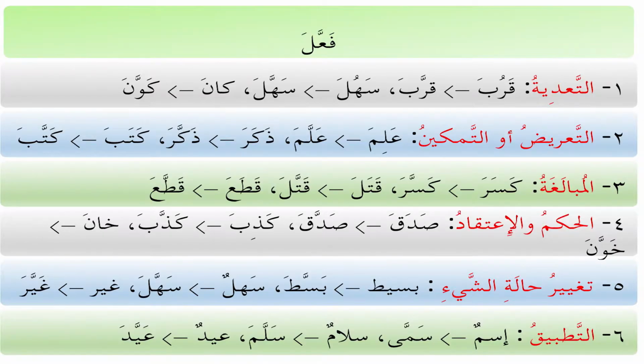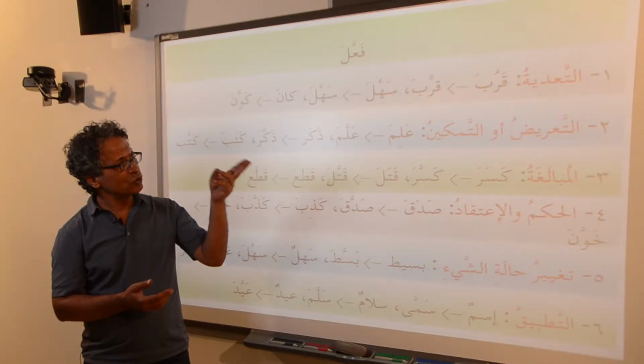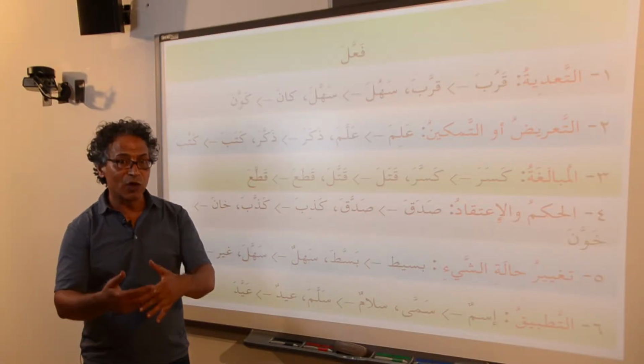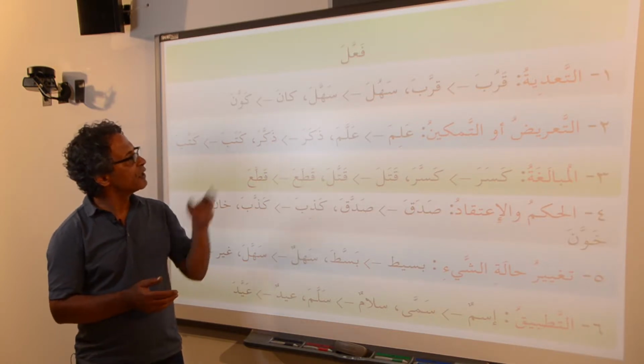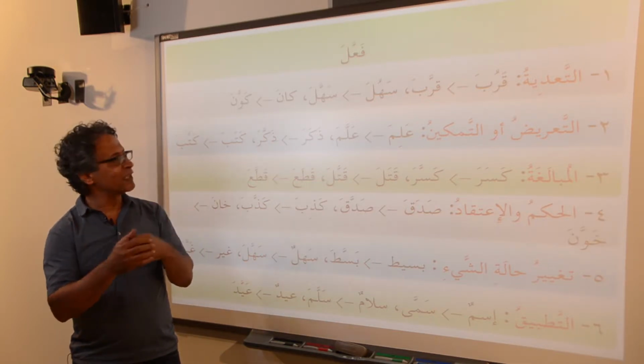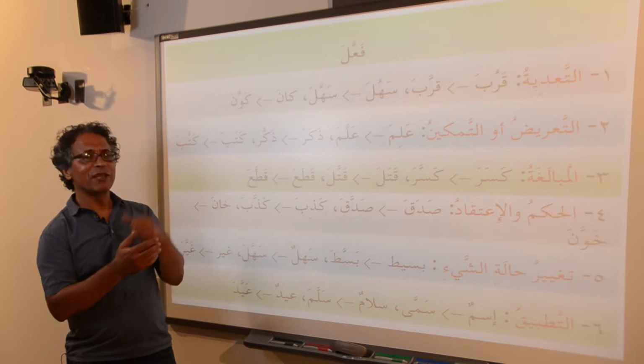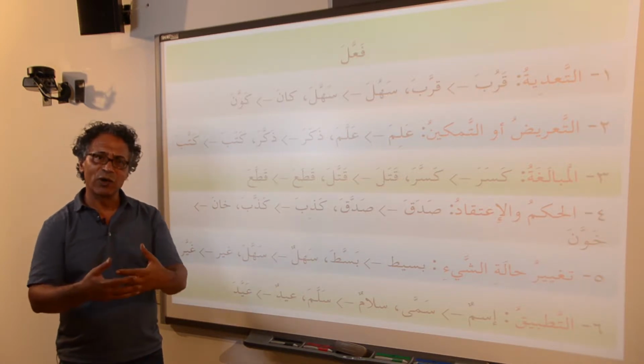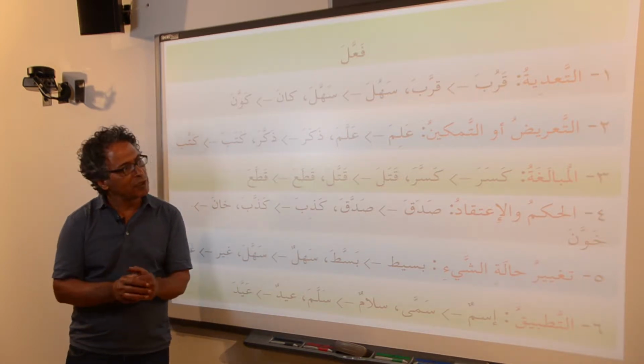The second meaning is التعريض أو التمكين. علم, to know, then علم, to make someone know, meaning to teach, right? ذكر, we saw it in the example of ذكر. كتب وكتب, to write, to make someone write, meaning to teach them how to write.